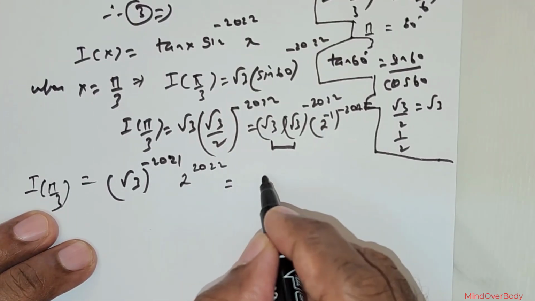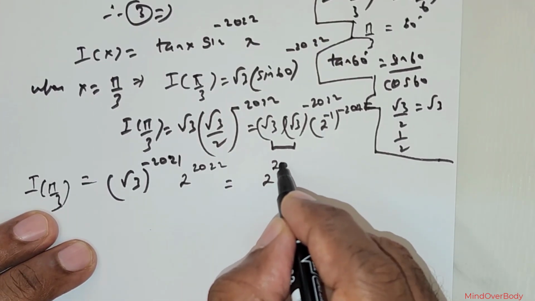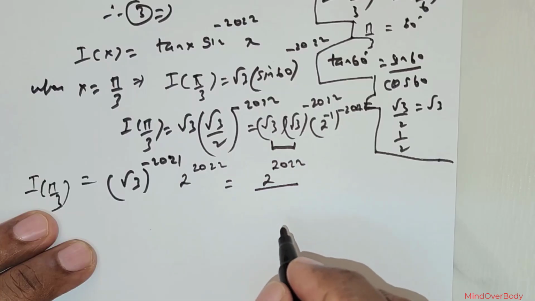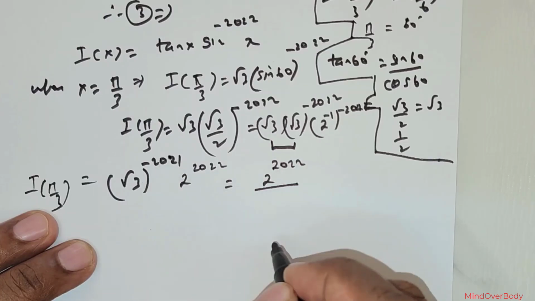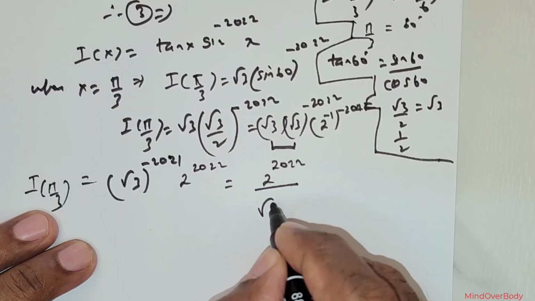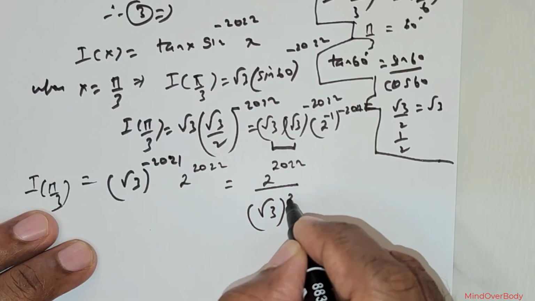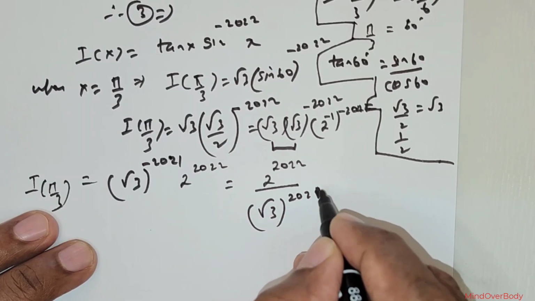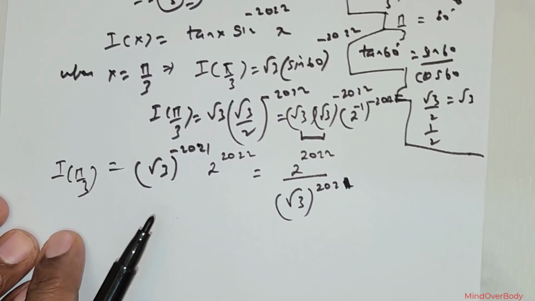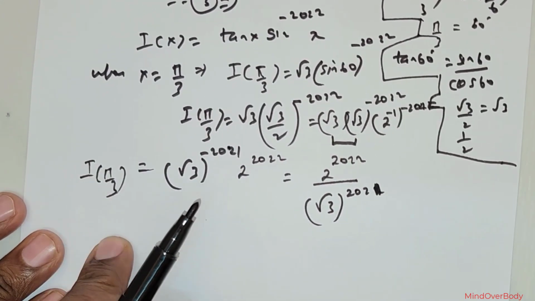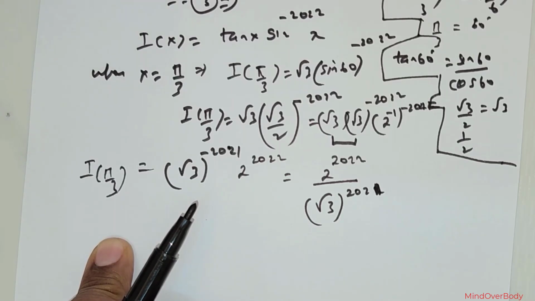Now this can be further rewritten as 2 raised to the power of 2022 divided by, as I mentioned to you, I'm going to push it down. So it's going to be root of 3 raised to the power of 2021. Okay, so that's I of pi over 3. Now I got I of pi over 3.